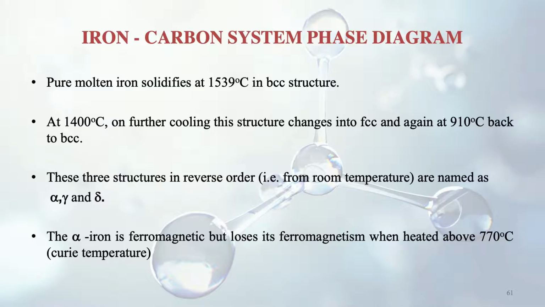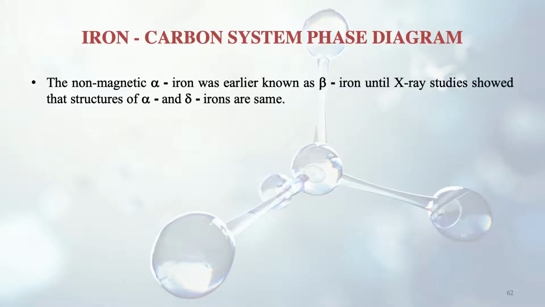The alpha iron is ferromagnetic but loses its ferromagnetism when heated above 770 degrees centigrade. Most of us study about this temperature; it is a very important temperature. It is also known as the Curie temperature, above which the magnetic material loses its magnetism. So the non-magnetic alpha iron above 770 degrees centigrade, which we discussed, was earlier known as beta iron.